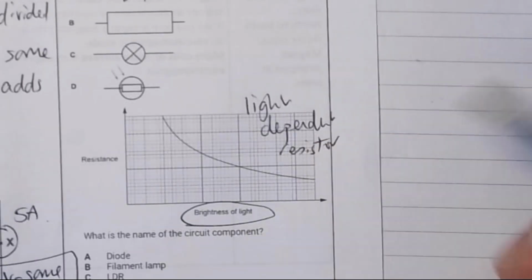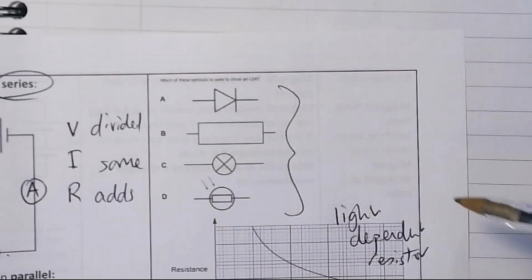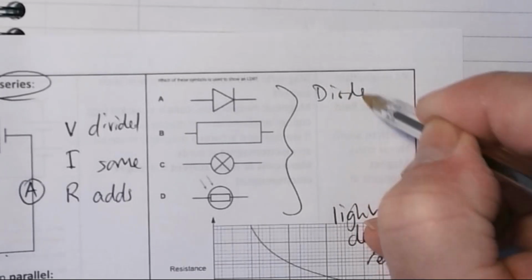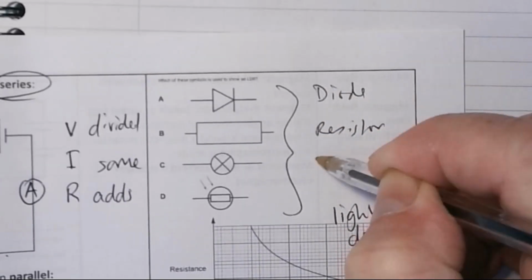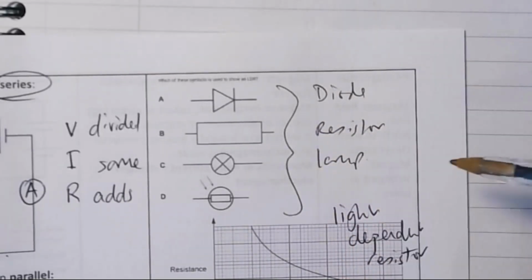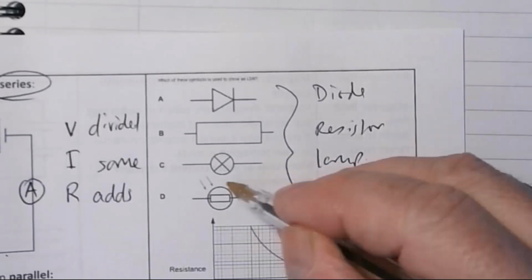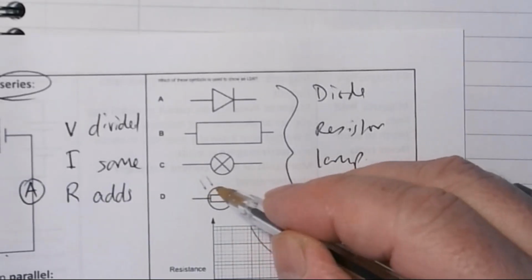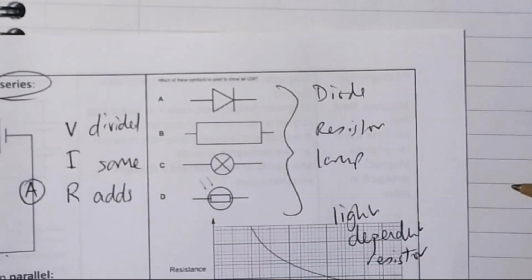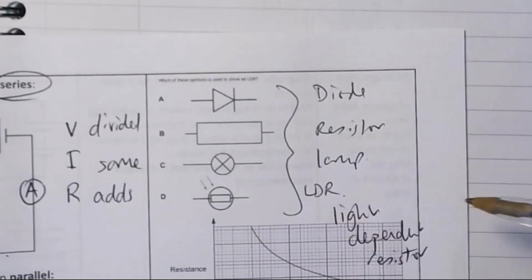You need to know some symbols. Okay, so you need to know that's a diode, that's a resistor, this is a lamp. You might call it a bulb, but it's better to call it a lamp. And this one here with the arrows coming in is a type of resistor because it's got the rectangle. It's the LDR, the light dependent resistor. The arrows coming in represent light.